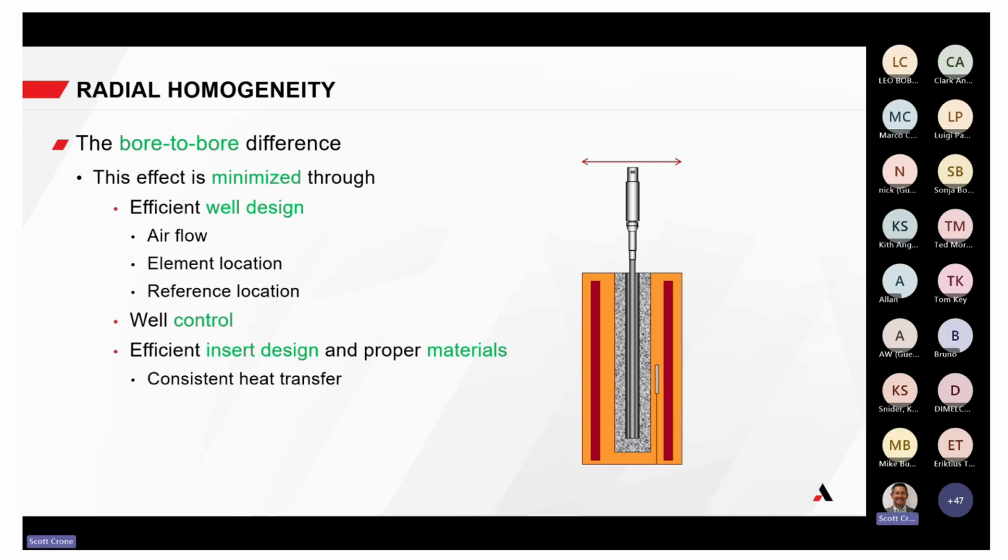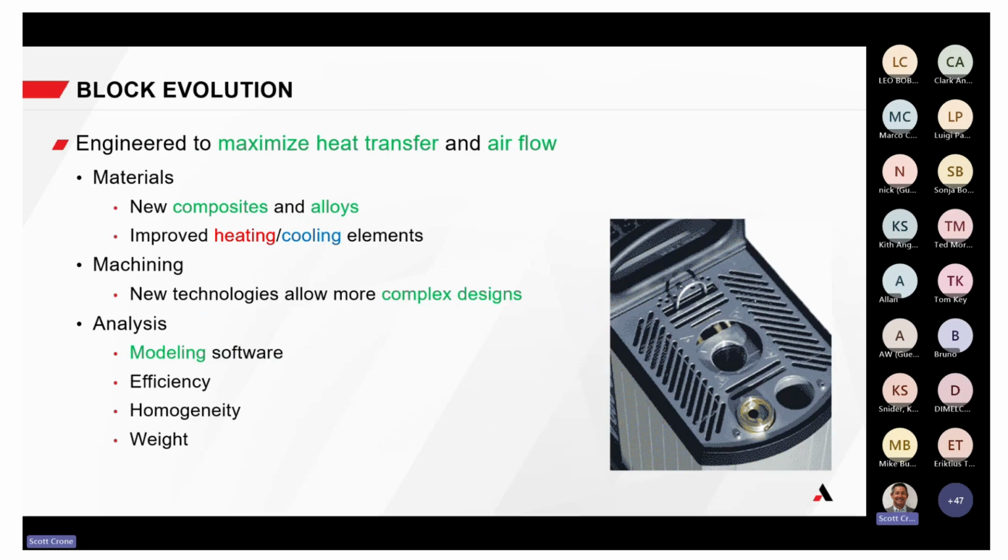So let's talk about block evolution. So it's engineered to maximize heat transfer airflow. So I don't know how many of you are familiar with electronics such as stereos and amplifiers and things like that, but those heat sinks that are on the back allow for efficient heat transfer. So what you do is you create more surface area for better heat transfer. And because we have better machining technologies, we can do much more complex designs.